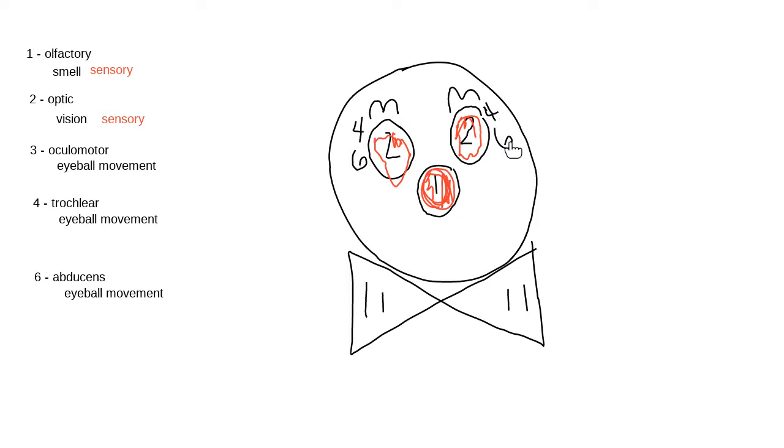And then number 6 helps us with abduction. The way that you abduct your eyeball is using your lateral rectus muscle. I don't care if you know exactly what order these little cranial nerves go in over here. That's really not important to me. But knowing that all 3 of these help with moving the eyeball, that's very important.